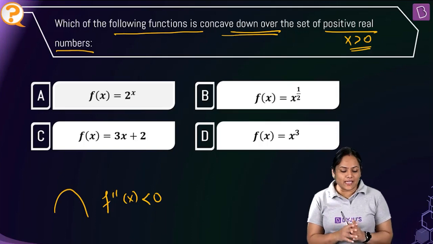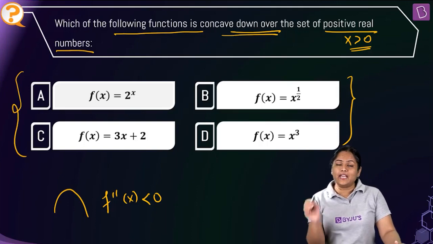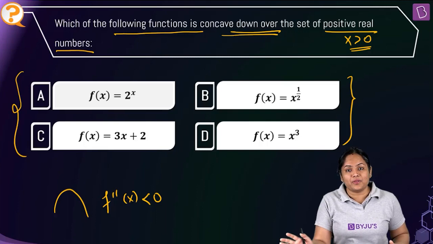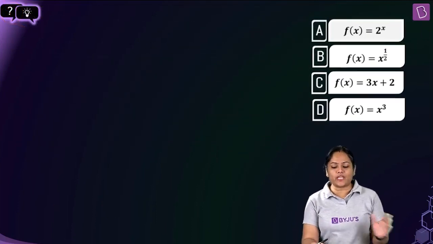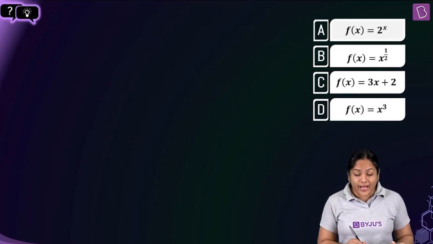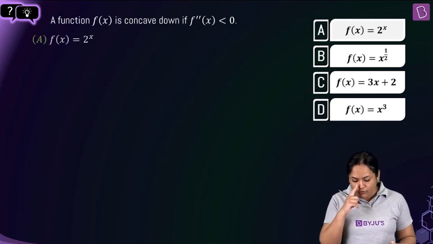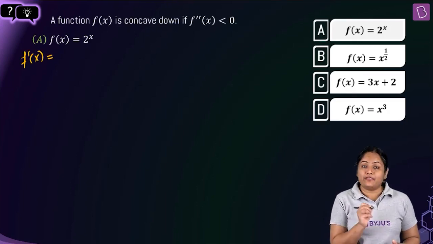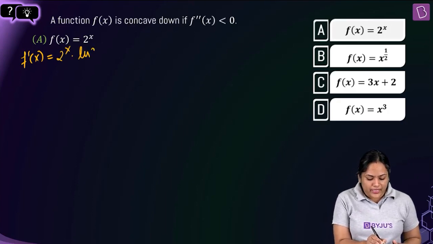So the question says that out of these 4 options, which are those where f double dash will be negative whenever x is a positive real number? Got it? Perfect. So let's start by checking the options. So if I go for first option, first of all, if I have concave down, we already know f double dash should be less than 0. So when I go for my first option and when I differentiate it, first of all, f dash x I have to find out, which is 2 raised to x multiplied by ln 2.